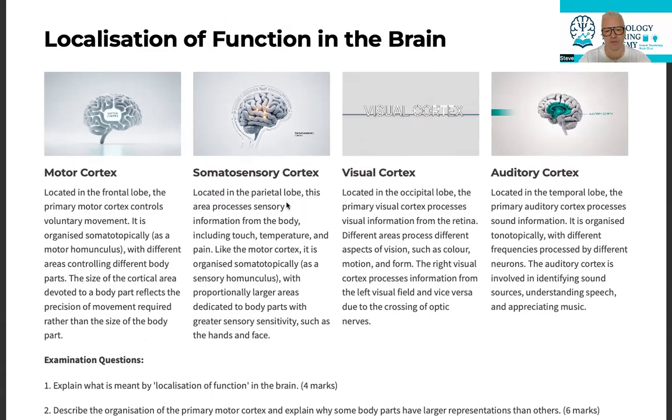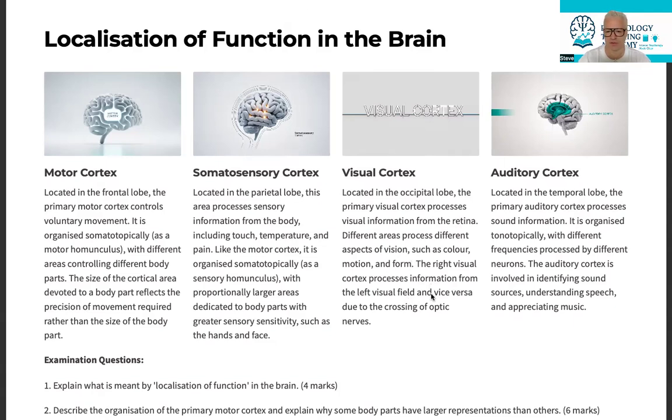You've also got the somatosensory cortex in the parietal lobe. So this is a bit like the motor cortex, but somatosensory is dedicated mainly to sensory things like the face and hands, say, where you can feel things. The visual cortex is at the back in the occipital lobe. This is where we process visual information.